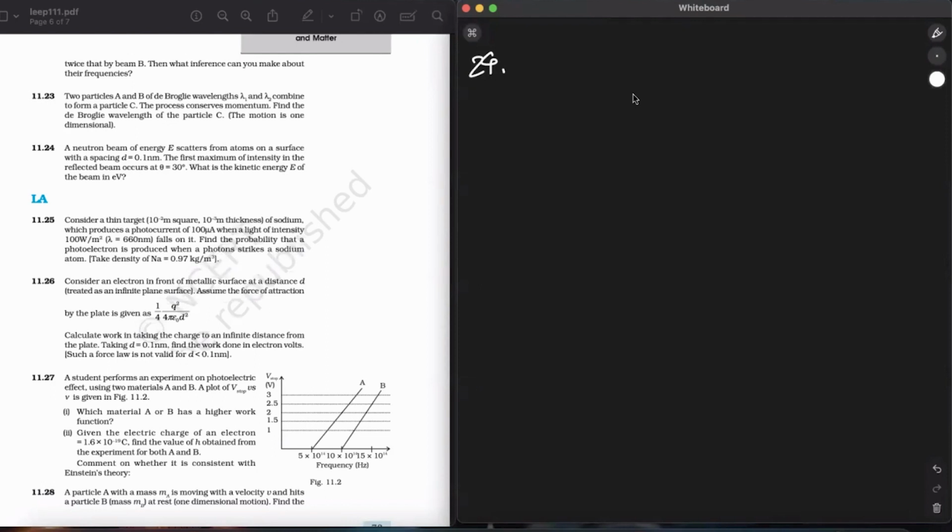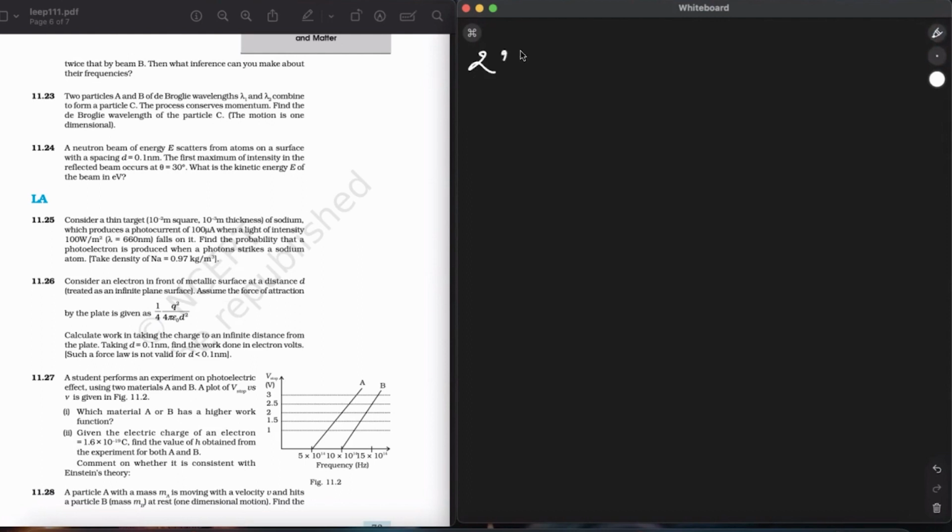So question number 24 means a neutron beam of energy E scatters from atoms on a surface with a spacing d, the first maximum intensity of the reflected beam occurs at theta equal to 30 degrees. What is the kinetic energy E of the neutron? E equals p square by 2m. We have to get back to this question. We will hop on to question number 25 right now.